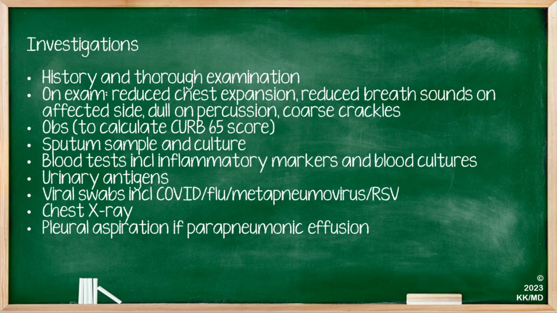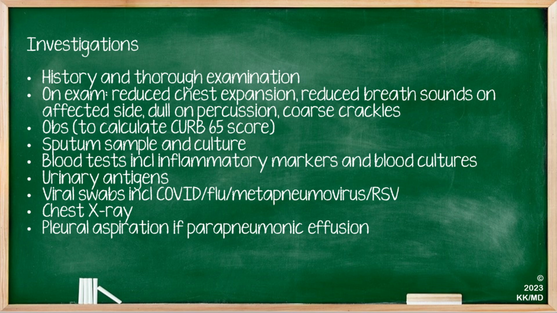Then you would move on in a systematic order to your bedside observations. So your confusion, your respiratory rate, your blood pressure, which can help you to calculate an abbreviated CURB-65 score without urea. Then you would be asking for sputum sample and culture to try to target your antibiotic treatment. Then you would move on to having some blood tests, including inflammatory markers and renal function.